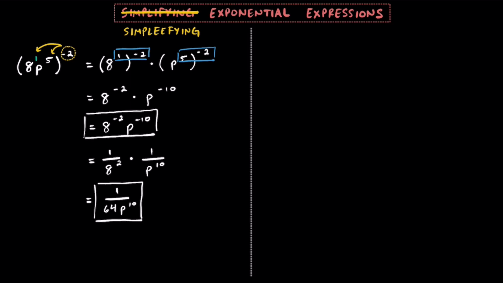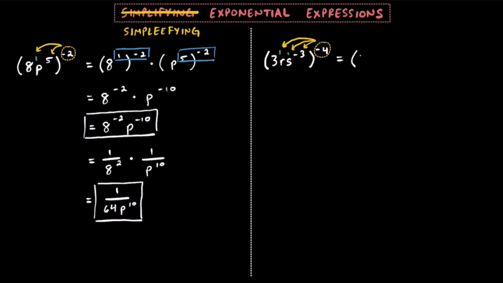Let's try another one together. Here we have the quantity of 3 times r times s to the negative 3rd power, all raised to the negative 4th power. Just like in the last example, keep in mind that this is 3 to the 1st power and r to the 1st power, and we have s to the negative 3rd power, so there are 3 bases over here. This negative 4 is going to be applied to all 3 of those bases, so it's going to go to this 3 to the 1st power, it's going to be applied to this r to the 1st power, and be applied to this s to the negative 3rd power.